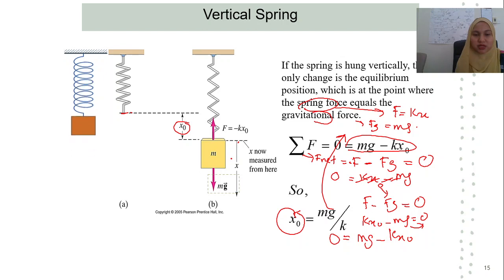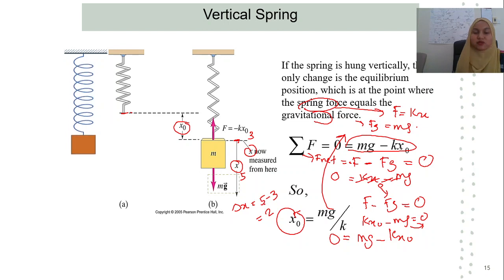Here x naught is the equilibrium position. X here is after the spring starts to oscillate, or when we attach the mass to the spring. So we now measure a new x from the equilibrium. Let's say x here we got 5 and the original position of x is 3. That means we need to subtract, 5 minus 3, and then we get the new value of x, which is 2. That is how to find x, by subtracting the original position. This is an example value only. I just want you to understand more about the displacement.